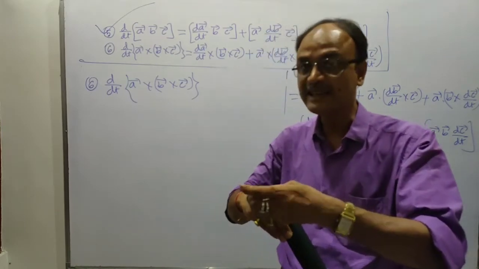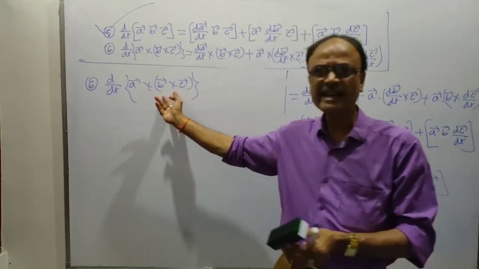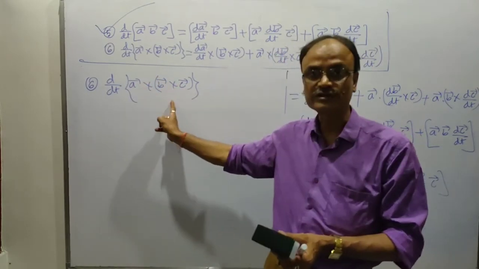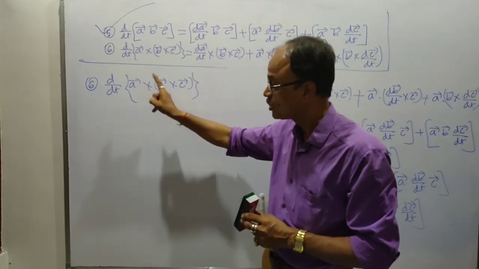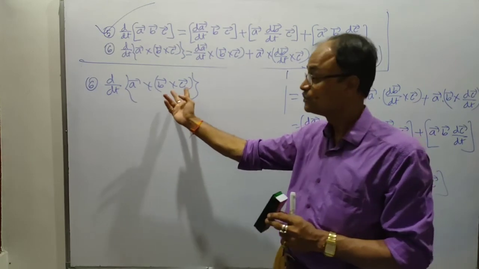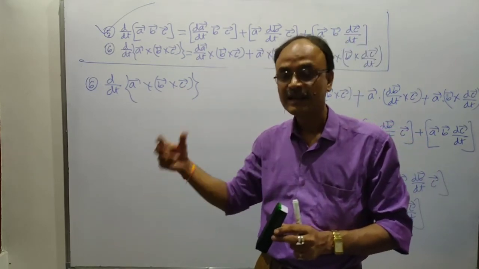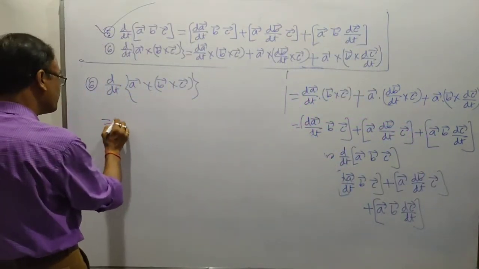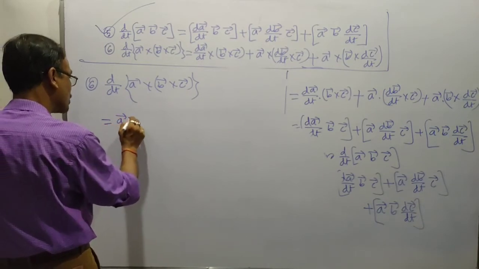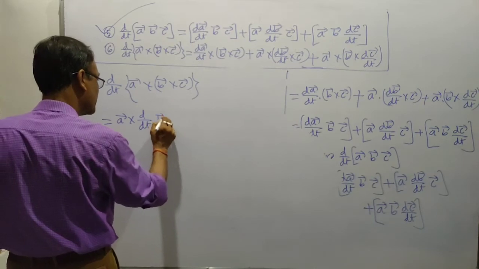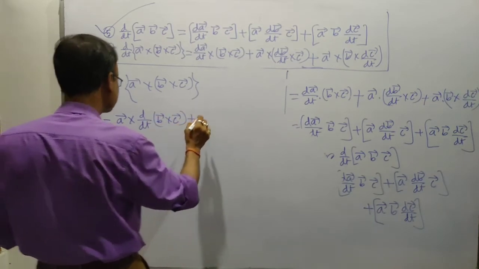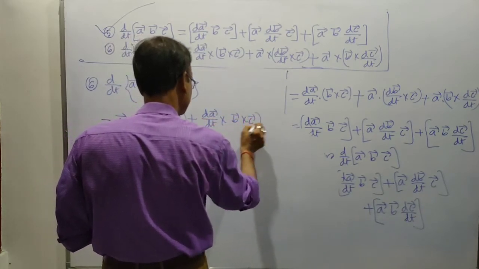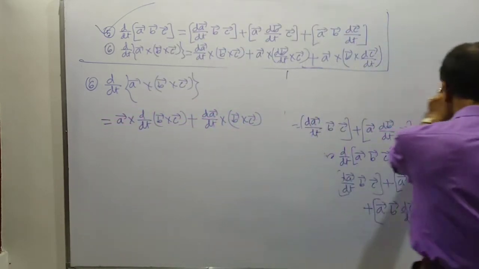You see, b cross c is again a vector. It is a cross product of two vectors. This is this vector cross this vector, because b cross c is again a vector function. We have proved in number 3, I am going to apply number 3. It is nothing but a vector cross d/dt of b cross c plus da/dt cross b cross c.